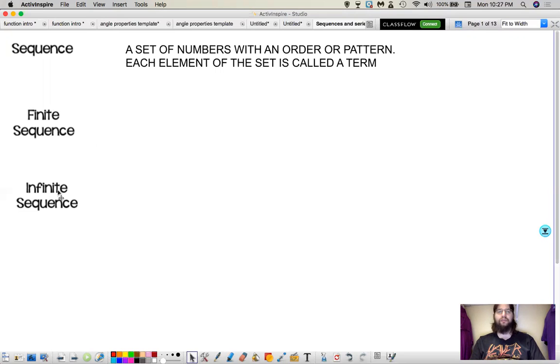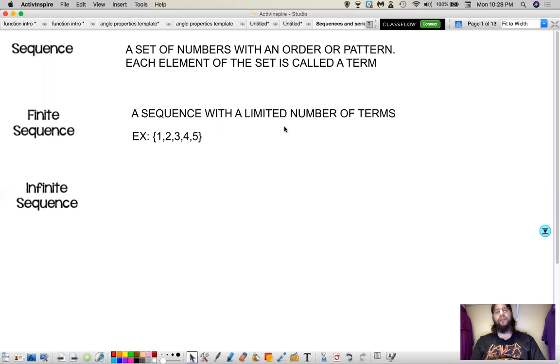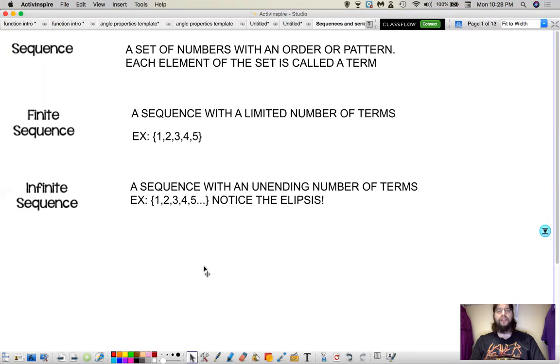We've got finite and infinite sequences. You should be able to just know what they are by their names, but finite means it has an end. So a sequence with a limited number of terms, 1, 2, 3, 4, 5. Infinite, it doesn't end. A sequence with an unending number of terms, 1, 2, 3, 4, 5, dot, dot, dot. The ellipsis. Not the ellipses, but the ellipsis. We'll talk about the ellipses in a few weeks. That means it keeps on going forever and ever and ever. I could put one on the other side of it, and that would mean there are negative numbers and 0, all that good stuff. So realize that the ellipsis means your pattern keeps going. That would be an infinite sequence.